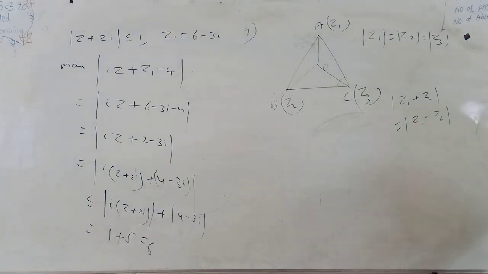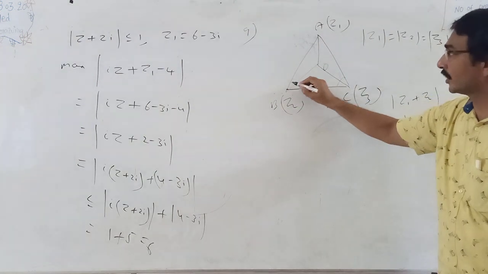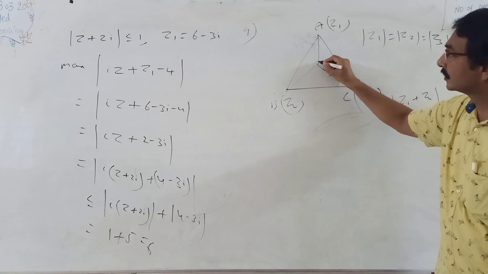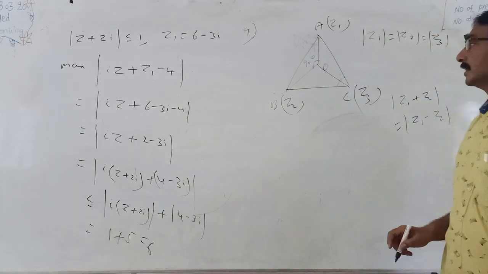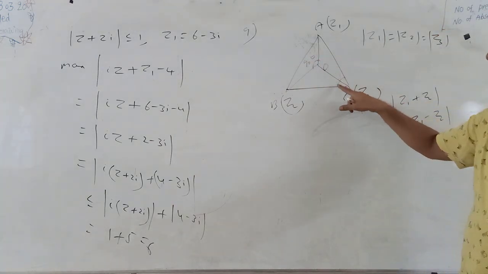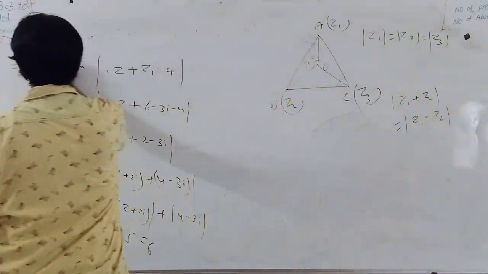Yesterday, one of the properties of geometrical representation of modulus of z1 plus z2 equal to modulus of z1 minus z2. See the yesterday's notes. Modulus of z1 plus z2 equal to modulus of z1 minus z2, then the line segment joining z1 comma z2 subtends right angle at origin. Therefore, from this one clearly that one is 90 degrees. If that is 90 degrees, then clearly this one is 45 degrees. So answer 45 degrees or pi by 4 radians.